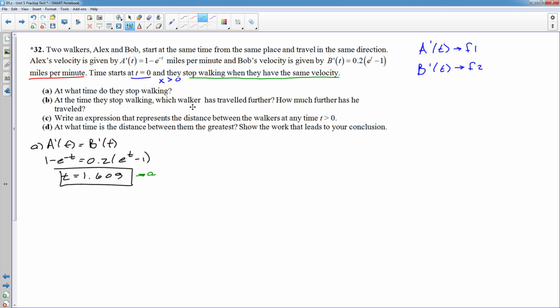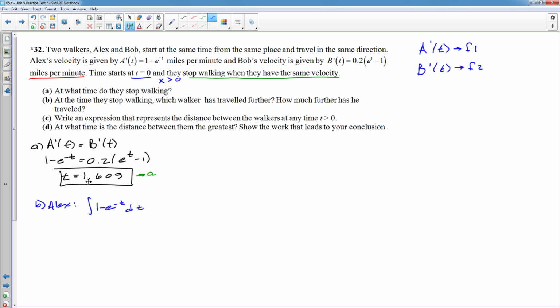B, at the time they stopped walking, which walker has traveled further and how much further has he traveled? So now we need the total distance traveled. Well, total distance is going to be the antiderivative of velocity. So my total distance for Bob will be the antiderivative of, let's do Alex first. So Alex would be the antiderivative of 1 minus e to the negative t dt.